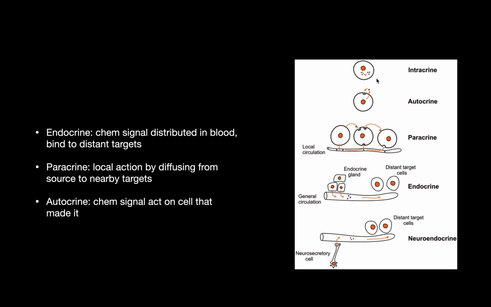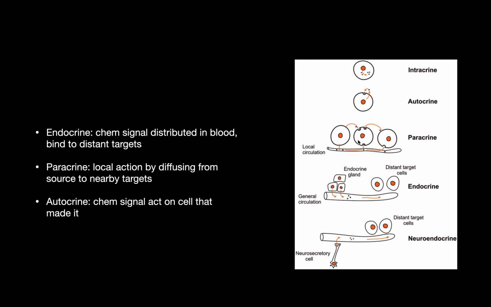Let's go a little bit more in depth. Intracrine, the cell will create the signal, and that will only work within the cell itself. Autocrine, the cell creates the signaling proteins, but it has to be secreted out. It crosses the cell membrane and binds and activates the receptor on the outside of the cell.